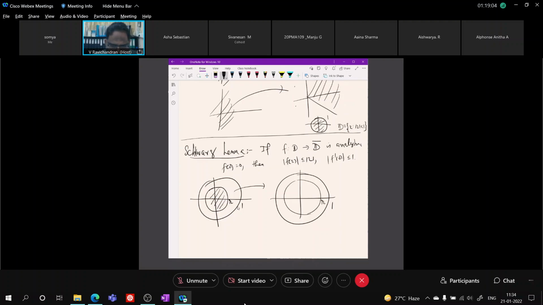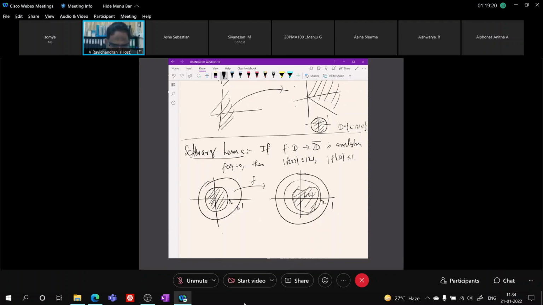Again you take a disk of radius r. This disk will have its image under this function f inside this only. So this is the image of the disk. This disk will be going inside this only. It will also go inside.